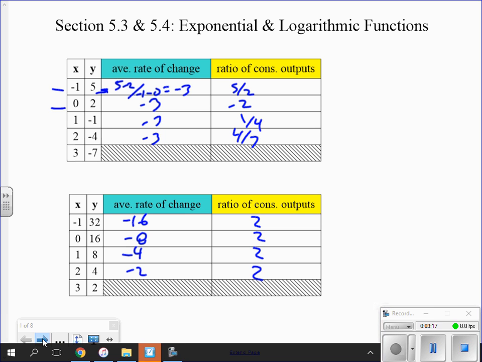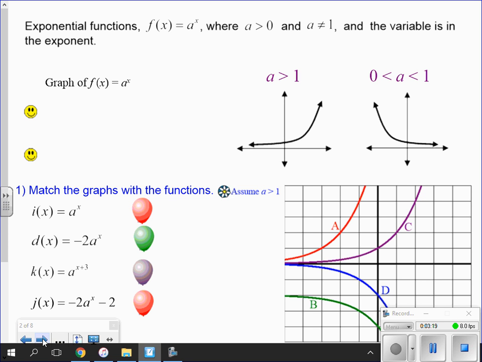So, exponential functions. Exponential functions are of the form f of x equals a to the x. A is not a variable. A is a constant. If the variable is in the exponent, that's an exponential. Your base has to be a constant. Your variable is in the exponent. That's what makes it an exponential equation.